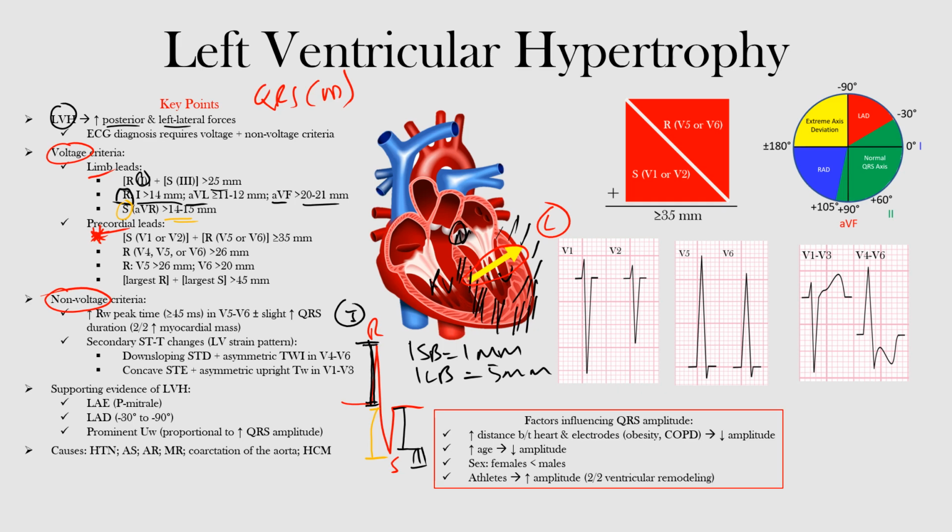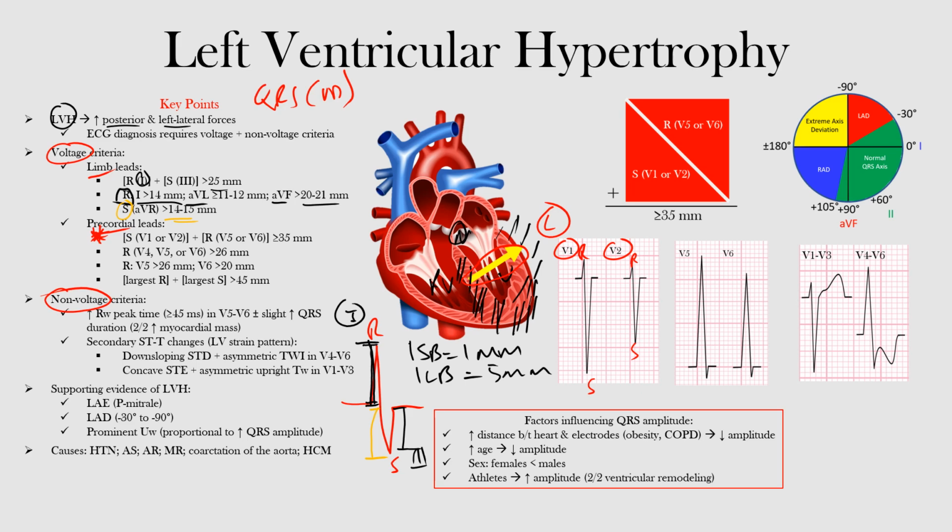You can go in your free time and try to memorize all these other numbers, but this one's the most commonly used. What you do is you look at the S wave in V1 or V2. Here's V1 and here's V2, and we're going to look at the S wave. This is our R wave. These are our S waves.